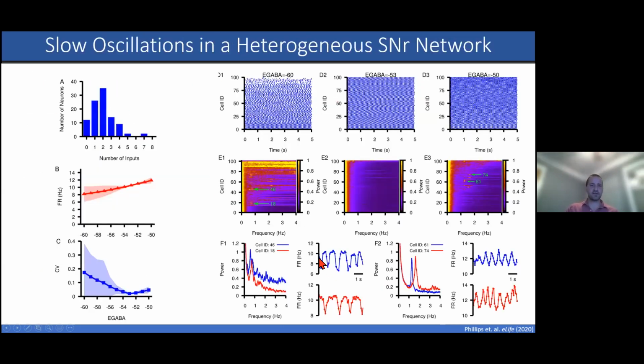if you look at the frequency for these different neurons, you get these nice oscillations. One surprise is that for very depolarized or excited E-GABA, we actually start to see slow oscillations in the larger network too, which was a bit of a surprise.